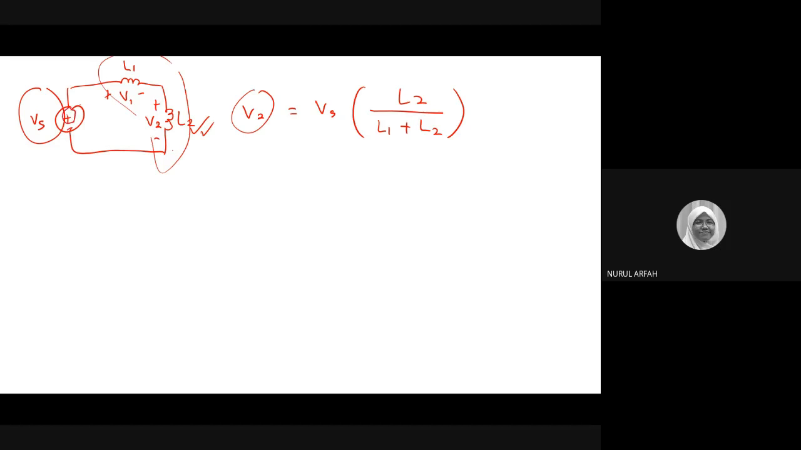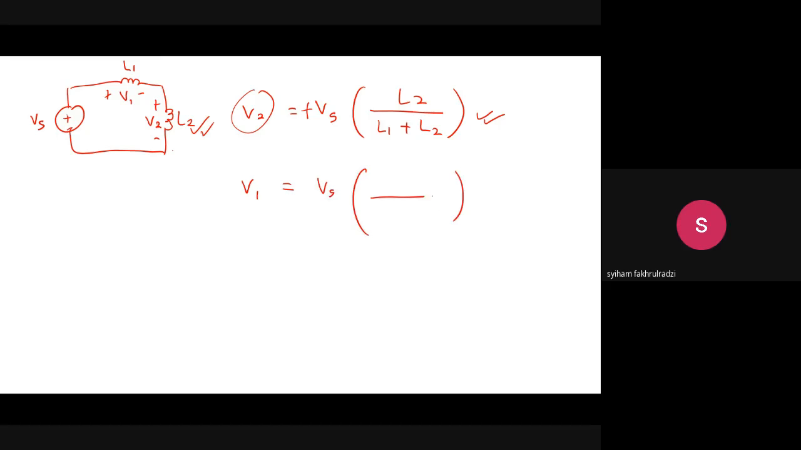And then look at the sign. This is a plus, this is also plus, then you're going to have plus there. This is V source. Okay. And then V1, what is V1? VS, yes, V source, times L1 over L1 plus L2. Okay, nice. And what about the sign? Positive, because plus with plus. If you have plus with negative, then negative.